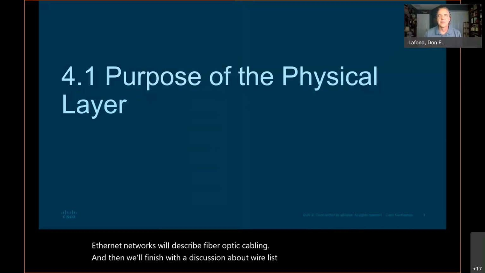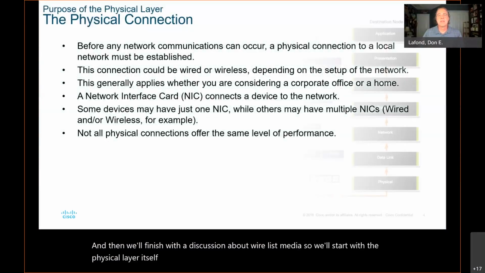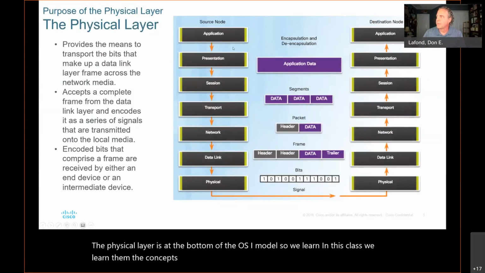So we'll start with the physical layer itself. Now, remember, the physical layer is at the bottom of the OSI model. So in this class, we learn the concepts of networking from bottom to top.